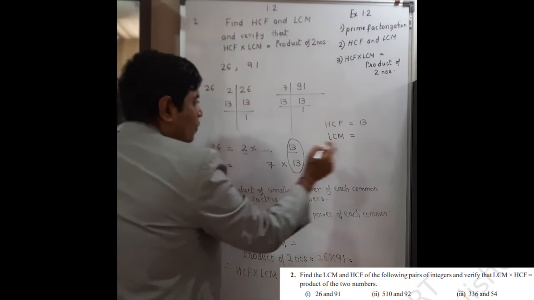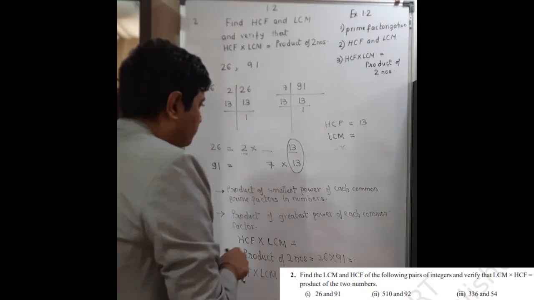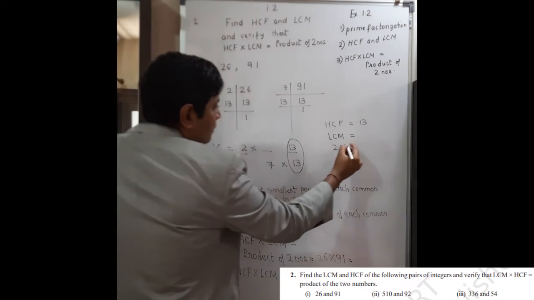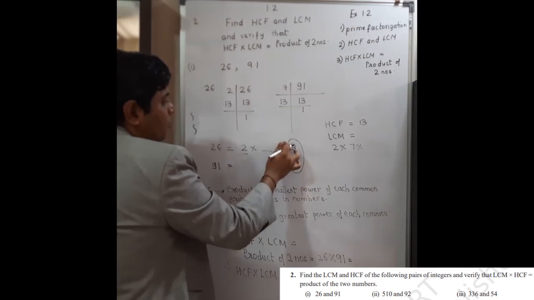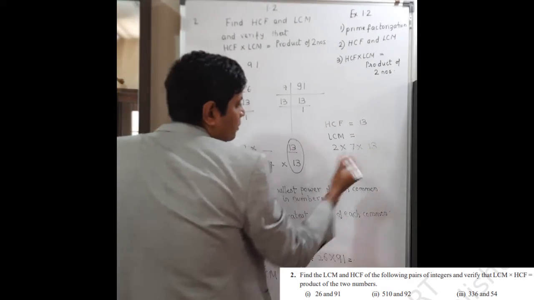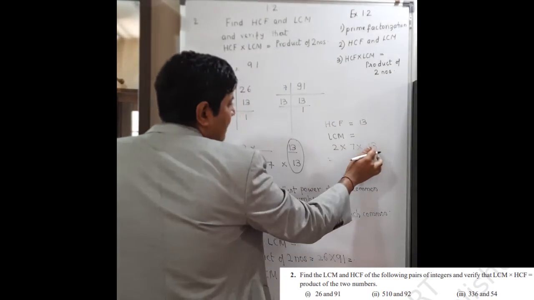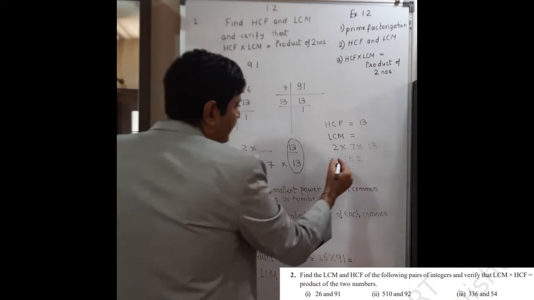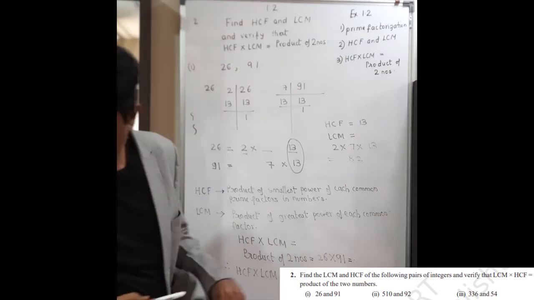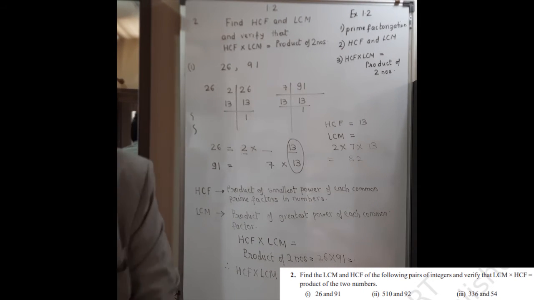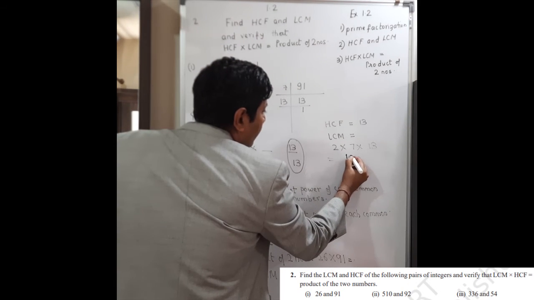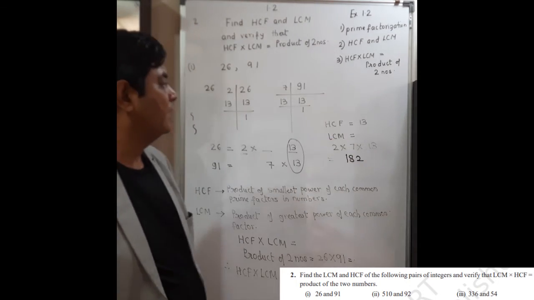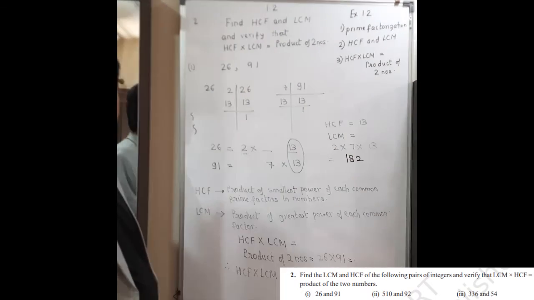So here you will take 2, multiplied by 7, multiplied by 13. Here, both the powers are the same, so you will take 13 only. So this answer will become 13 sevens are 91, 91 twos are 182. So this answer is 182. Now what do you get? The HCF of both the numbers is 13 and the LCM of both the numbers is 182.